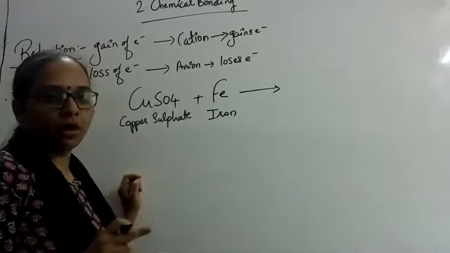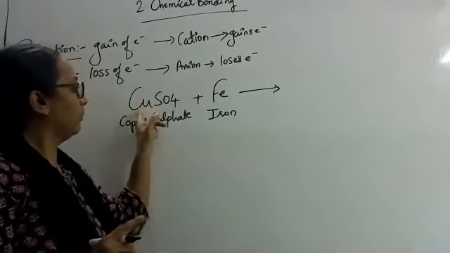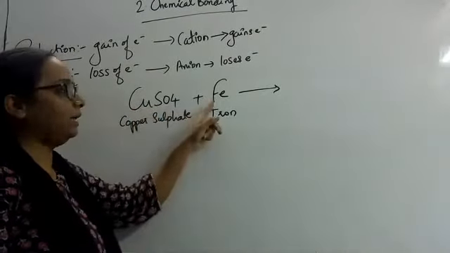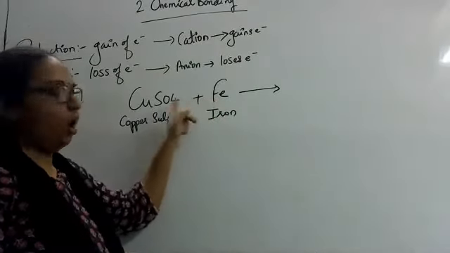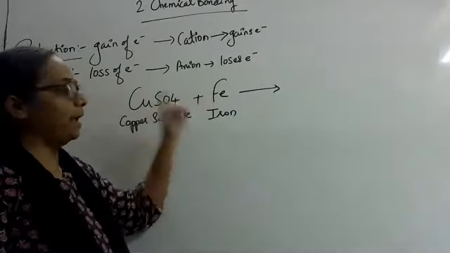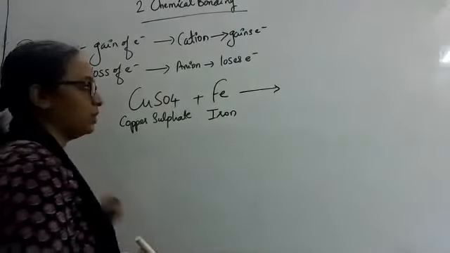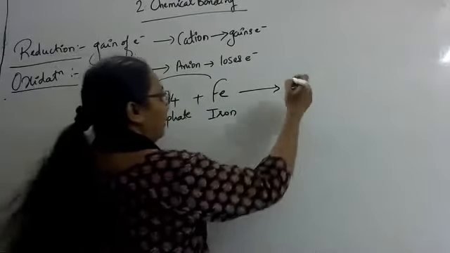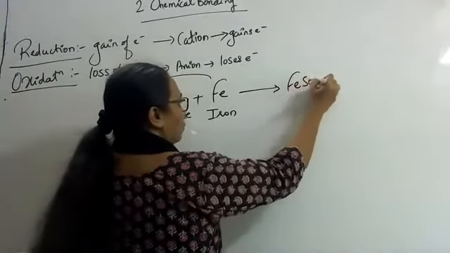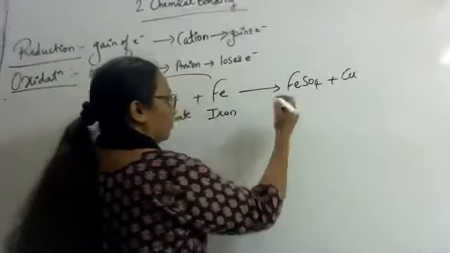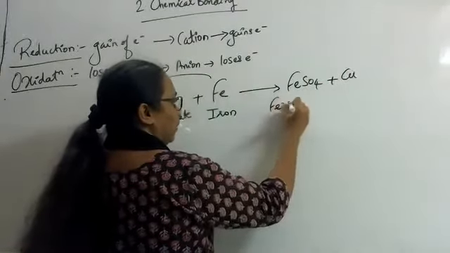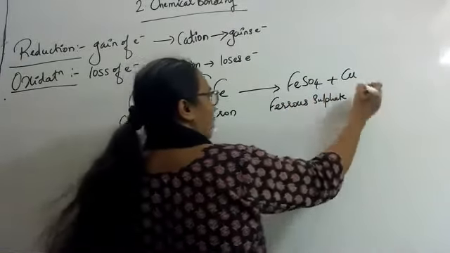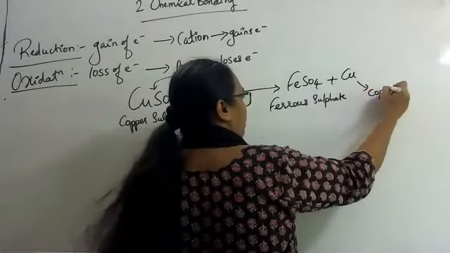Displacement reaction means what? The low reactive element is replaced by the highly reactive element. Okay, or these copper and iron, they interchange their position. So Fe will replace the position of copper. So it will become FeSO4 plus Cu. What is FeSO4? It is ferrous sulfate. SO4 is sulfate. And Cu is the copper.